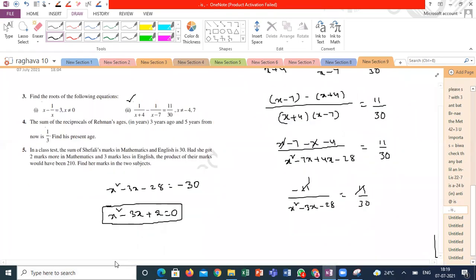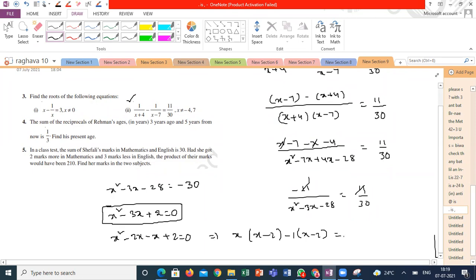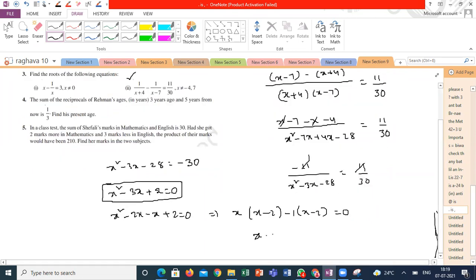So, one minute. I can write it as x square minus 2x minus x plus 2 is equal to 0. I am using the factorization method here because, seeing the question, I got the factors. That's the reason I am doing it. Taking minus 1 common, x minus 2 is equal to 0. So my factors are x is equal to 1 and 2. Yes, super. x is equal to 1, 2.